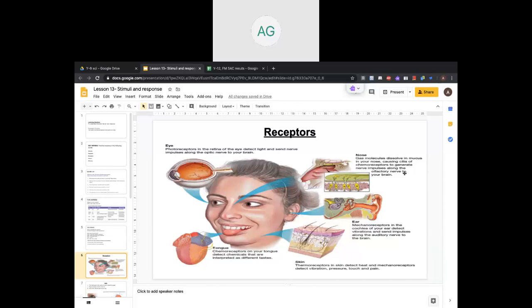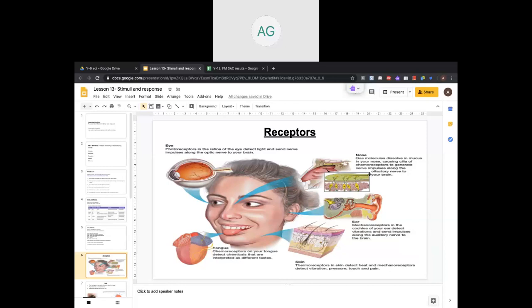So after the eye, we come to the nose. As already mentioned, the nose is for your smell. Gas molecules dissolve in the mucus in your nose, causing the cilia, which are little hair-like projections in the nose, to receive the signal. They then generate the nerve impulse along the olfactory nerve to your brain.